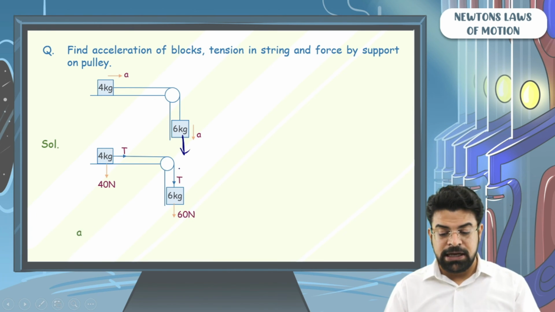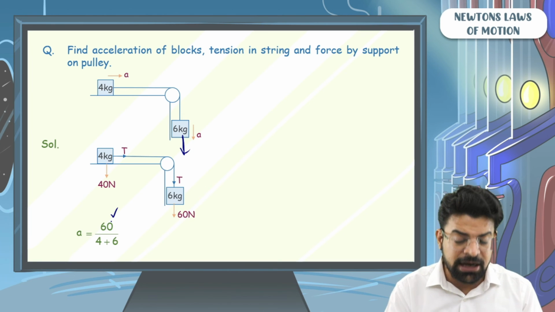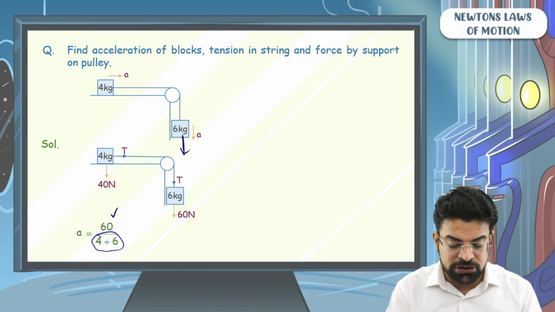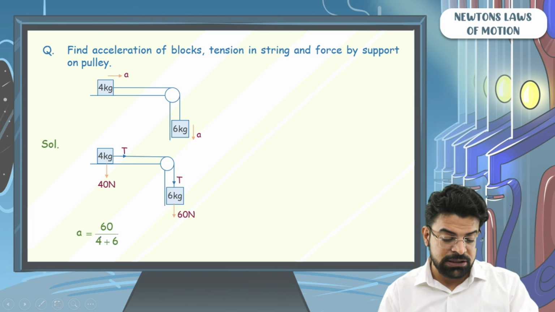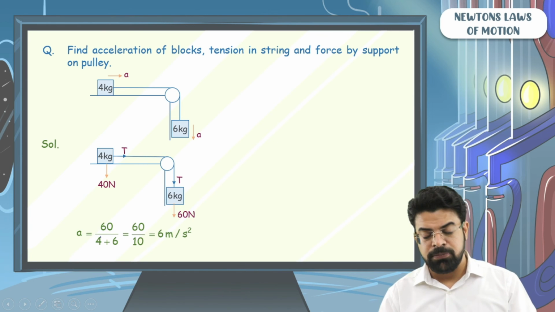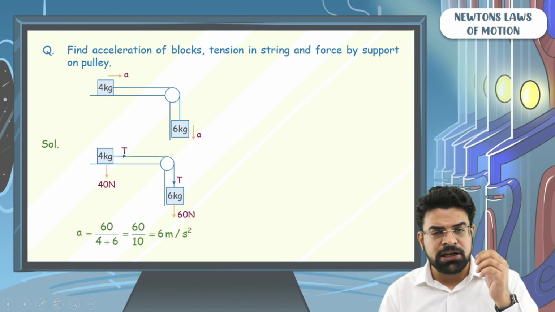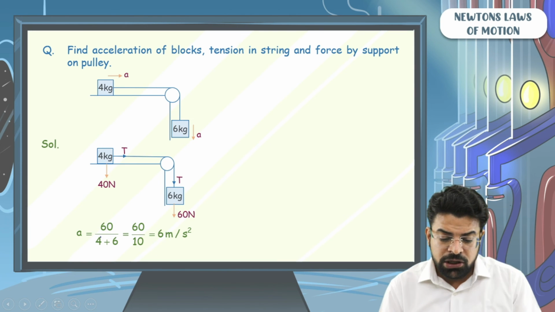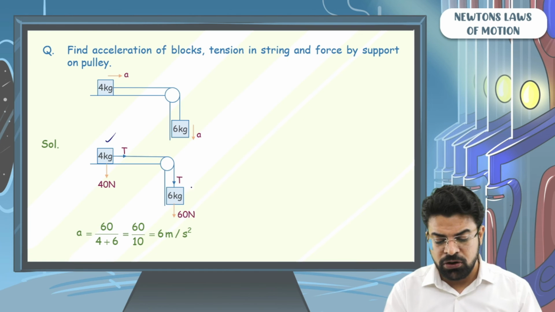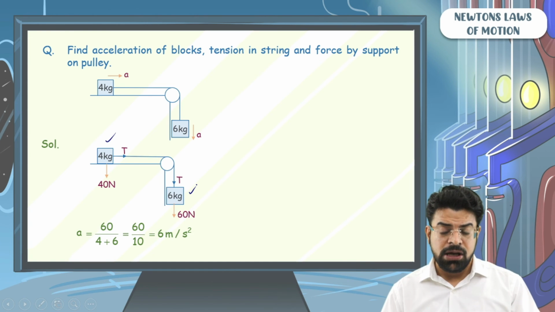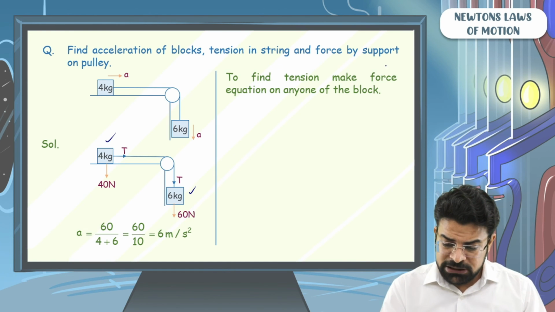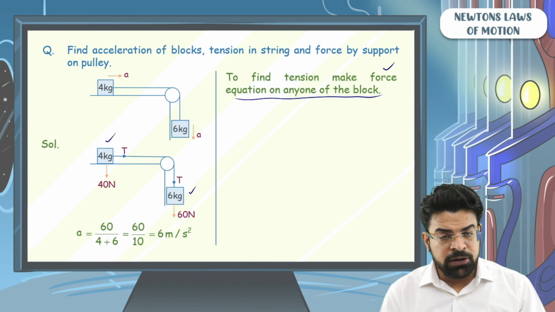So we can say that the acceleration is nothing but the net driving force, 60, upon the total mass of the system, that is 4 plus 6, which is 10. So the acceleration comes out to be 6 meter per second square. Once we have got that the acceleration is 6 meter per second square, it is super easy to find out the tension. You can either make the equation on the 4 kg or on the 6 kg. To find tension, make the force equation on any one of the blocks.